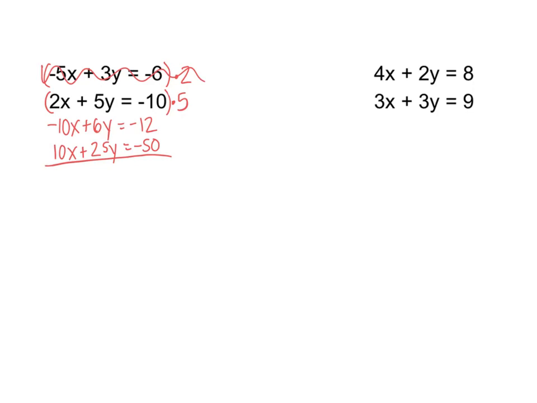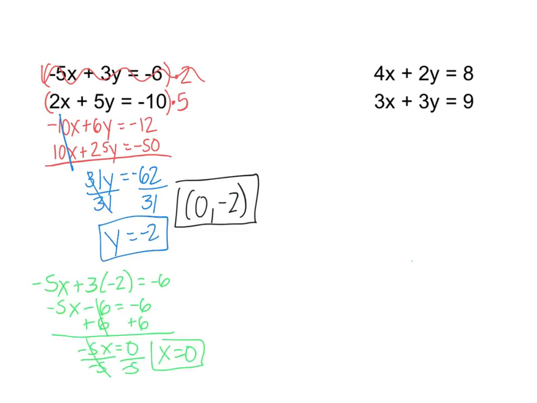And then we can go ahead and solve this now. We can add them up because now we have opposites that cancel. Positive 6, positive 25, adds to positive 31, negative 12 plus negative 50, negative 62. So y equals negative 2. Okay, so again, I finished up solving this problem off camera. So I substituted y for negative 2. Solve this equation to get x equals 0 for our solution 0, negative 2.